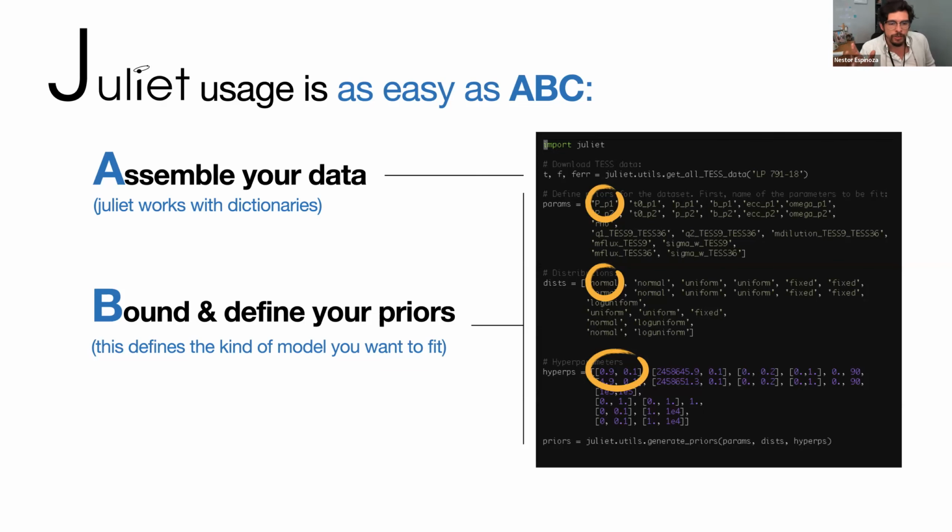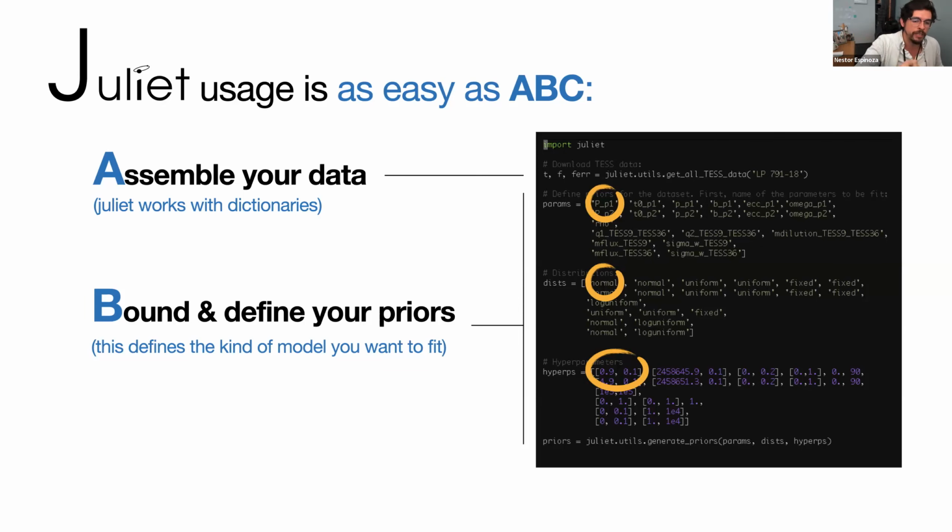In this case, you assign the parameter names. That's the first array that I set here, the params array. The dists array sets the distributions of those priors. And at the bottom, you set the hyperparameters for that prior. In this case, I'm encircling the period of planet 1, where I'm setting a normal distribution of 0.9 with a 0.1 standard deviation.